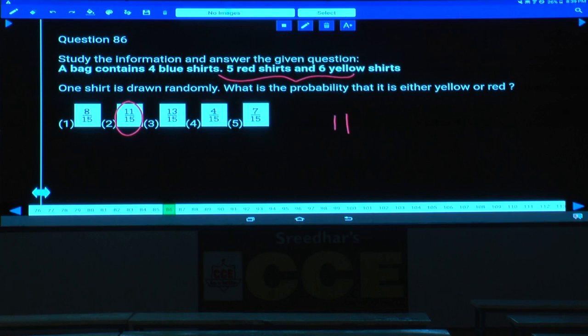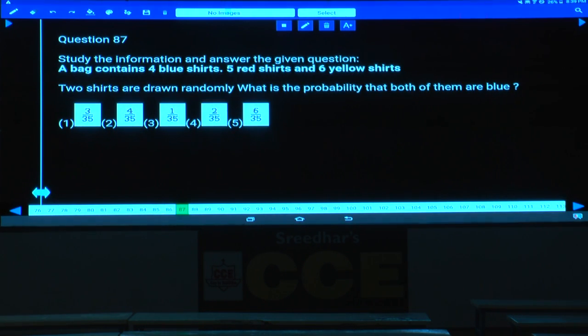Okay, why 11 out of 15? Okay? Yellow or red. That means either 5 or 6. Out of those two, you may get any one. So out of 11 favorable shirts, you may pick one. You can do that in 11C1 out of 15C1.